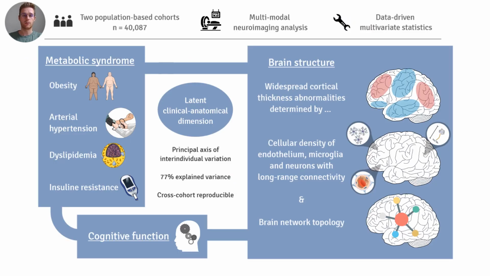Now, to summarize, we performed in 2 population-based cohorts totaling a sample of 40,087 individuals, a multimodal neuroimaging analysis based on data-driven and multivariate statistics. These approaches helped us to identify a latent clinical anatomical dimension relating metabolic syndrome, cognitive function, as well as brain structure. This dimension explained most of the covariance of this association. The overall association was found to contribute to a widespread pattern of cortical thickness abnormalities, which was determined by the cellular density of endothelial cells, microglia, as well as neurons with long-range connectivity.